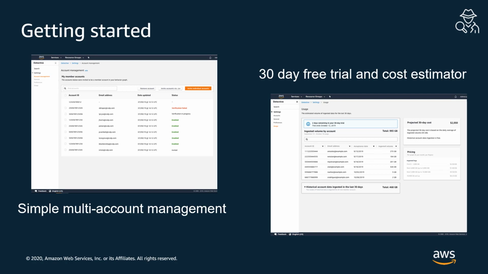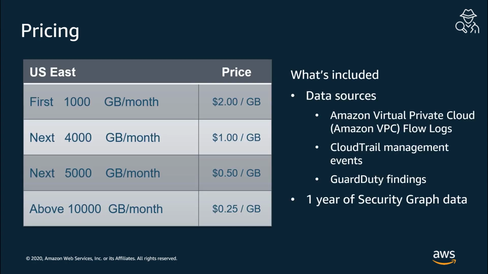Detective also offers a usage page that provides you with an estimate of your costs across your accounts. Detective has a tiered pricing model that is based upon the volume of data that the service ingests. The summaries and analytics of the ingested data are kept for 1 year. Based upon the prices that you're seeing here, Detective's cost for ingesting 2 terabytes of data per month is $3,000 for the month.